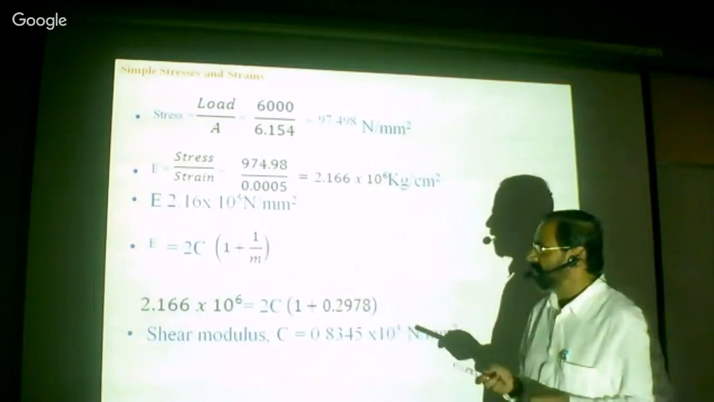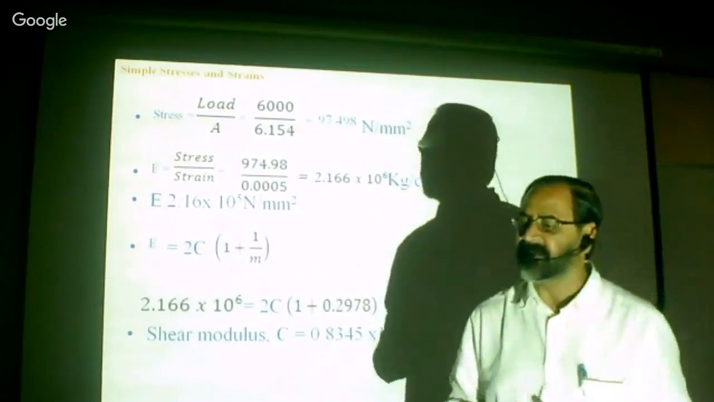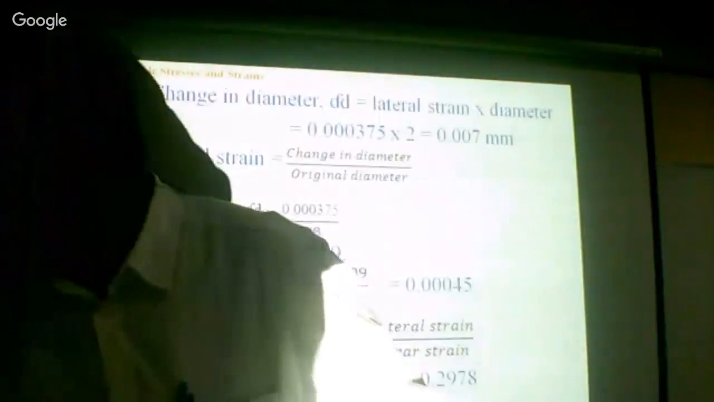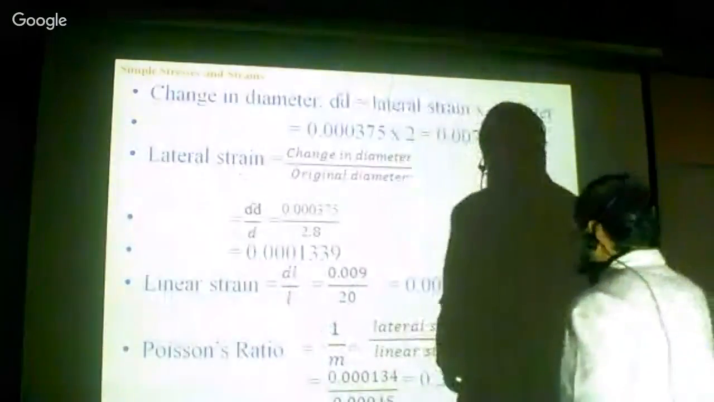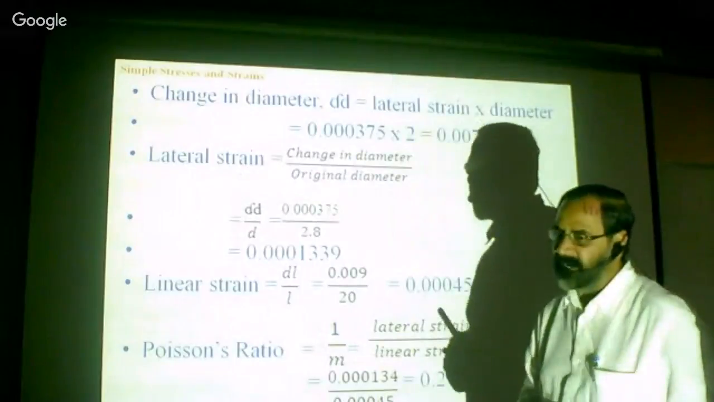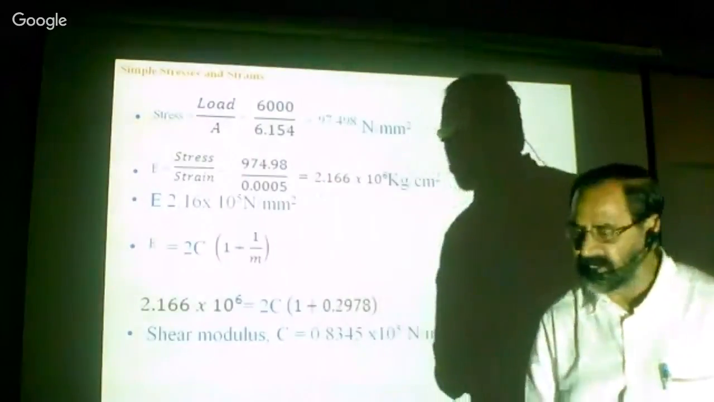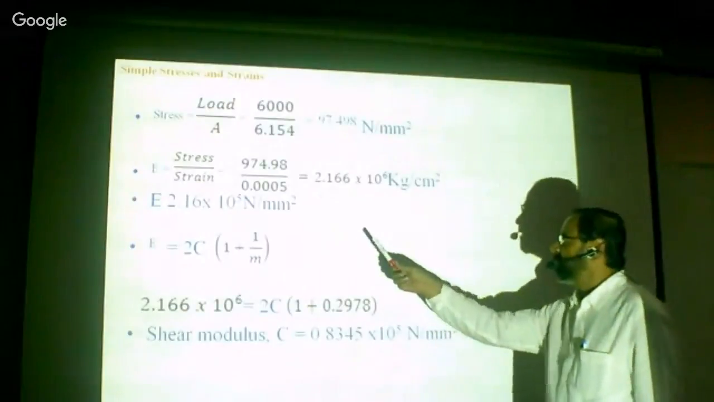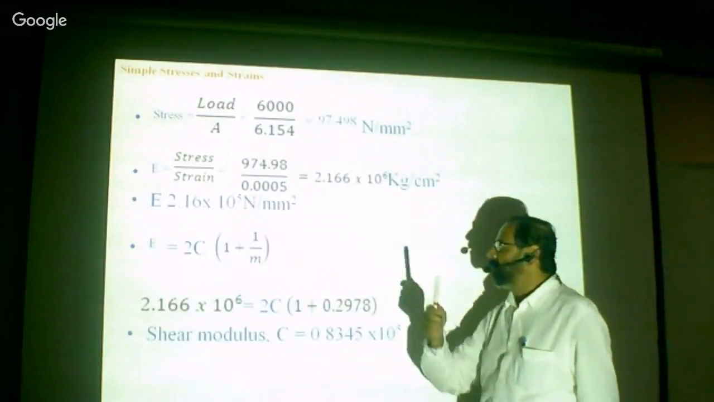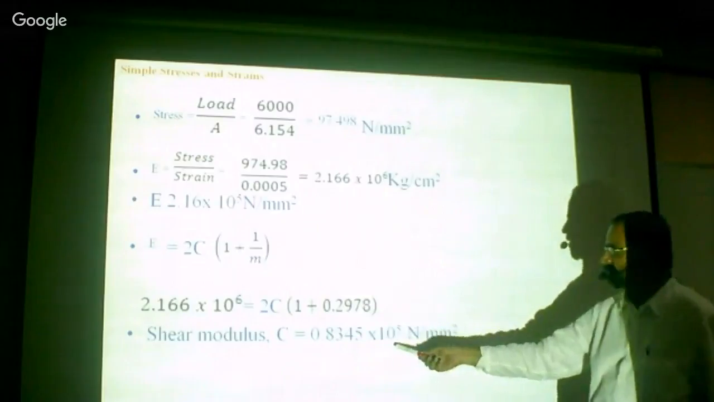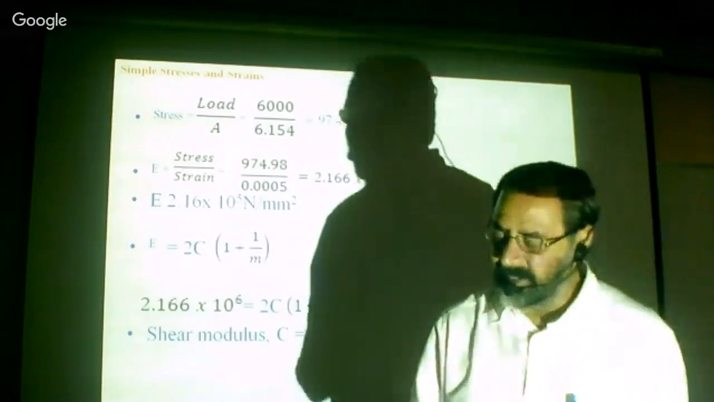They have asked to calculate the Poisson's ratio, which we have calculated. Poisson's ratio is this one. The other two data they have asked to calculate are the Young's modulus, which is 2.1, and the shear modulus. Now these are the given data.